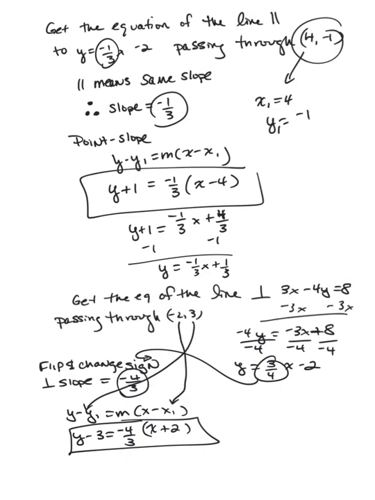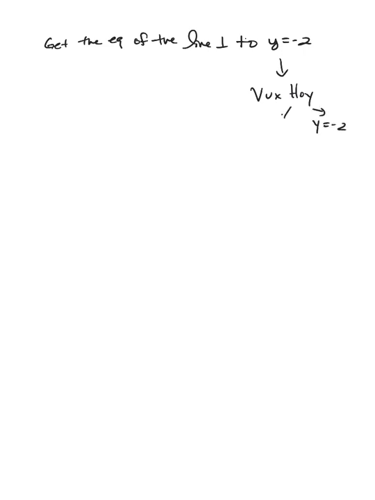Okay, so the last question that we had in the class practice asked us to get the equation of the line perpendicular to y equals negative 2. Keep in mind, y equals negative 2 is horizontal, guys. So if we want something perpendicular, it's going to be vertical. So we already know our answer is going to be vertical. So it's going to be x equals something.